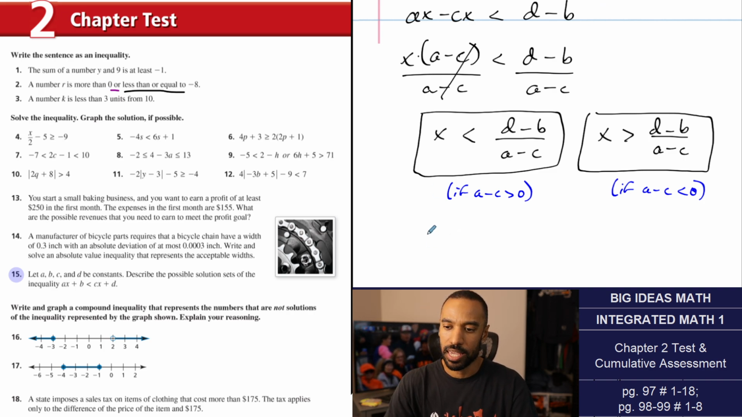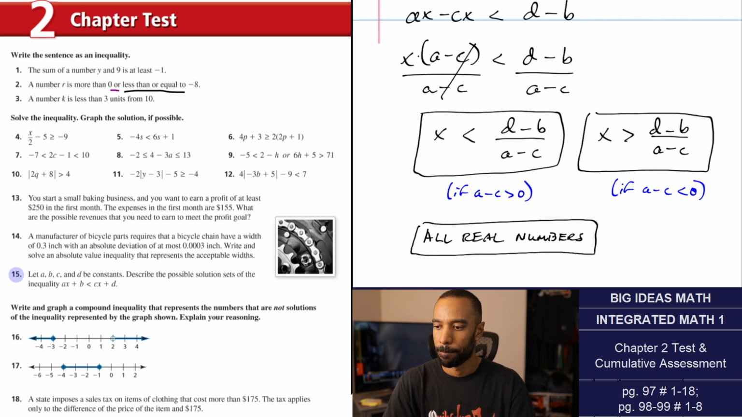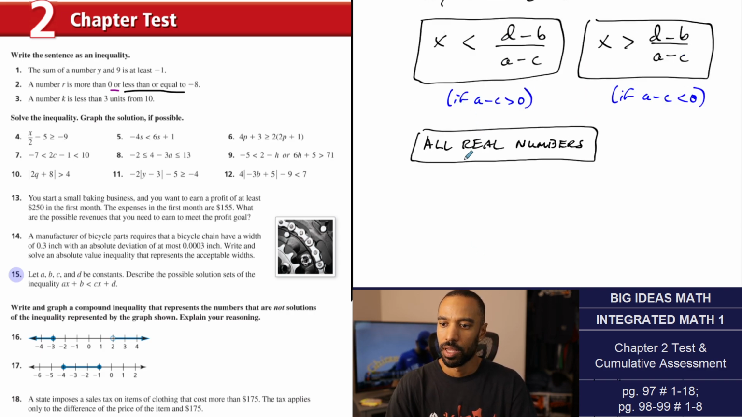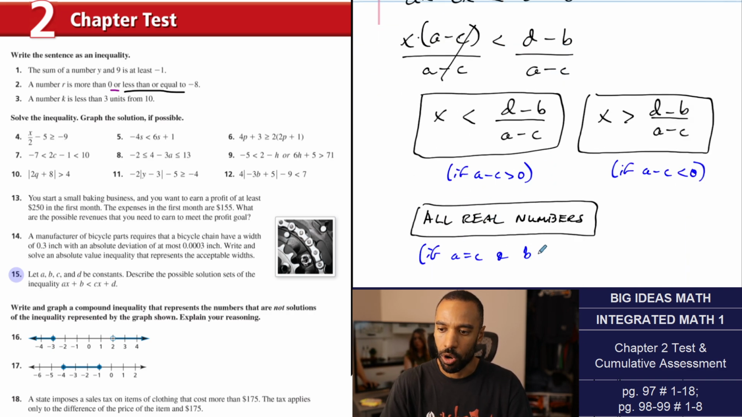So what I want to say here is you can have an all real numbers solution possibly if A equals C and if B is indeed less than D. So all real numbers if, give me a second, if A equaled C and if B was less than D. So if that was a true statement, you'd have an all real numbers case.